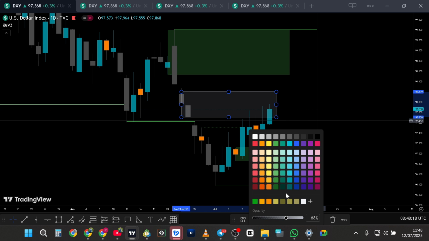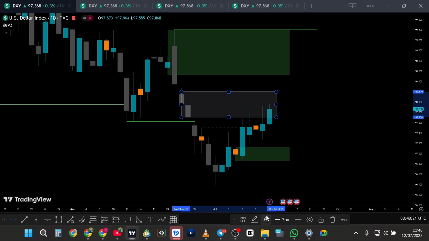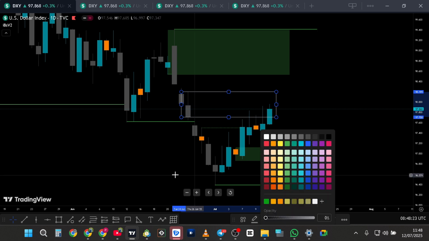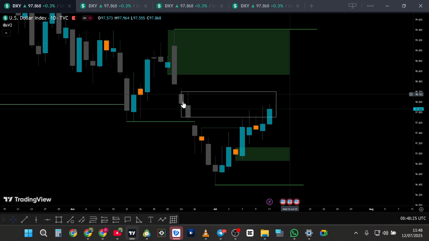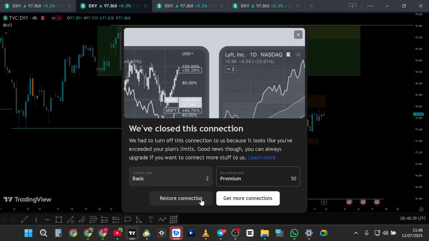So let's see, I just want to edit the colors so that we see the difference and never forget what we are looking at. So that is just all for the daily. And yes, we had a pullback here, but for me, I'll just be expecting price to come up here. Nothing more, nothing less.